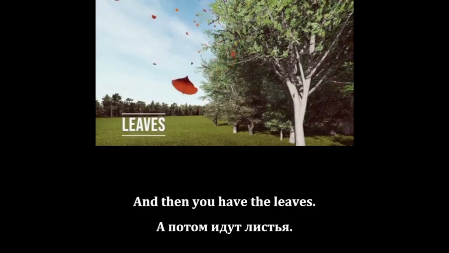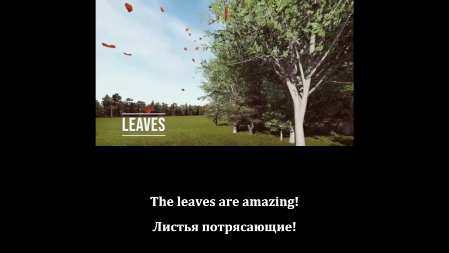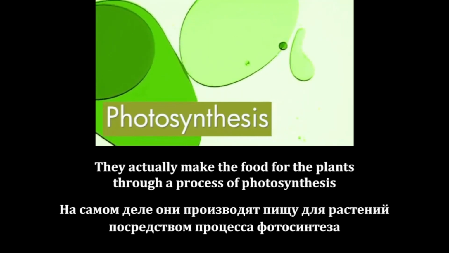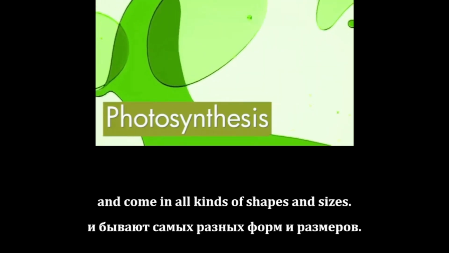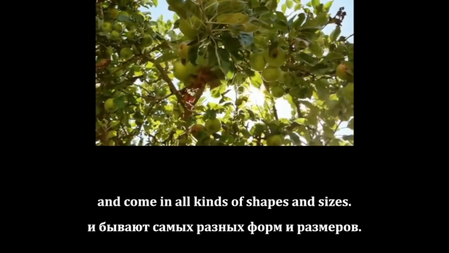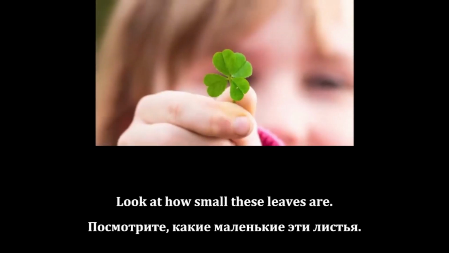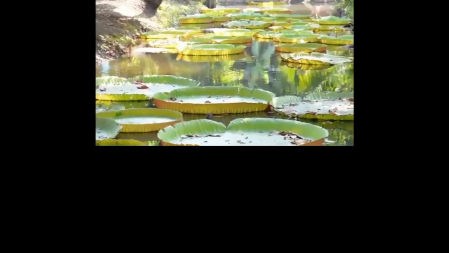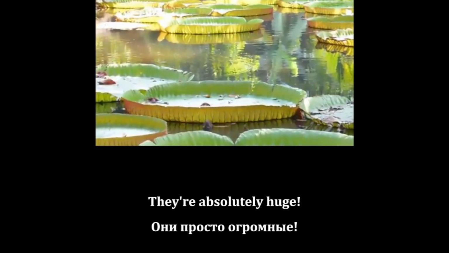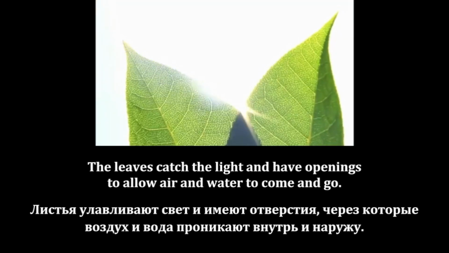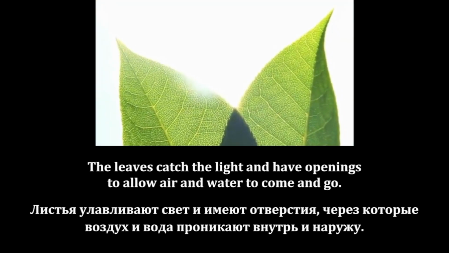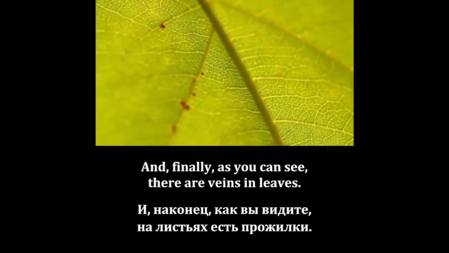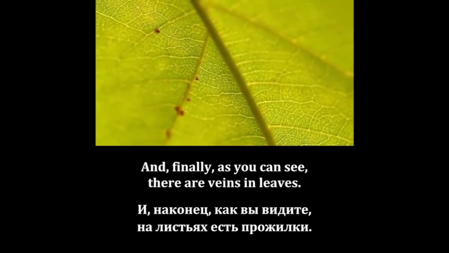And then you have the leaves. The leaves are amazing. They actually make the food for the plants through a process of photosynthesis and come in all kinds of shapes and sizes. Look at how small these leaves are. Now look at these. They're absolutely huge. The leaves catch the light and have openings to allow air and water to come and go. And finally, as you can see, there are veins in leaves.